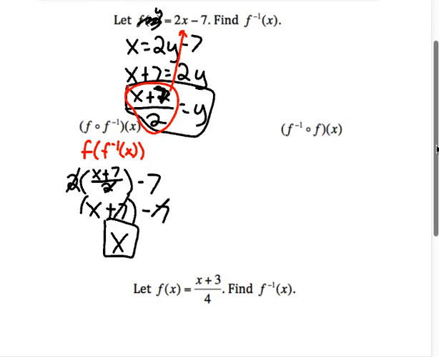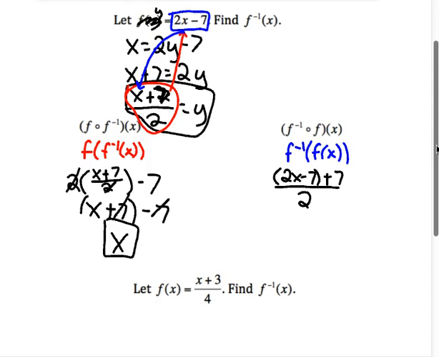Well, now let's see it the other direction. So here, let's see what happens when I put the original function into the inverse. So now I'm going to put my original function into the inverse, and let's see what happens. So I get 2x minus 7 plus 7 all over 2. Negative 7 plus 7 cancels, so I get 2x over 2, or, oh, I just get x again.